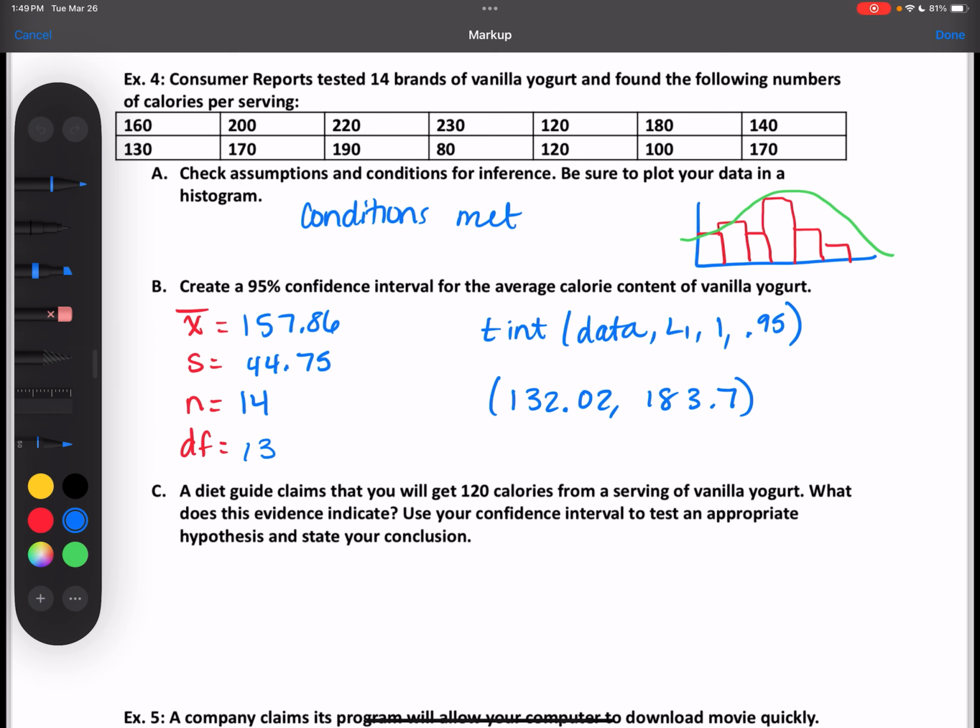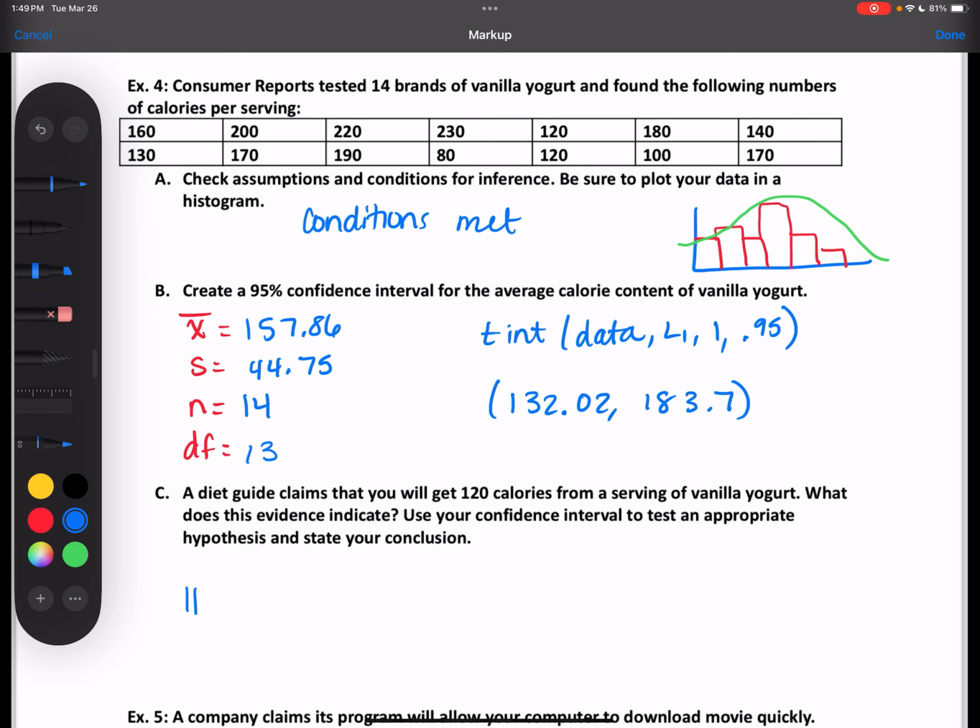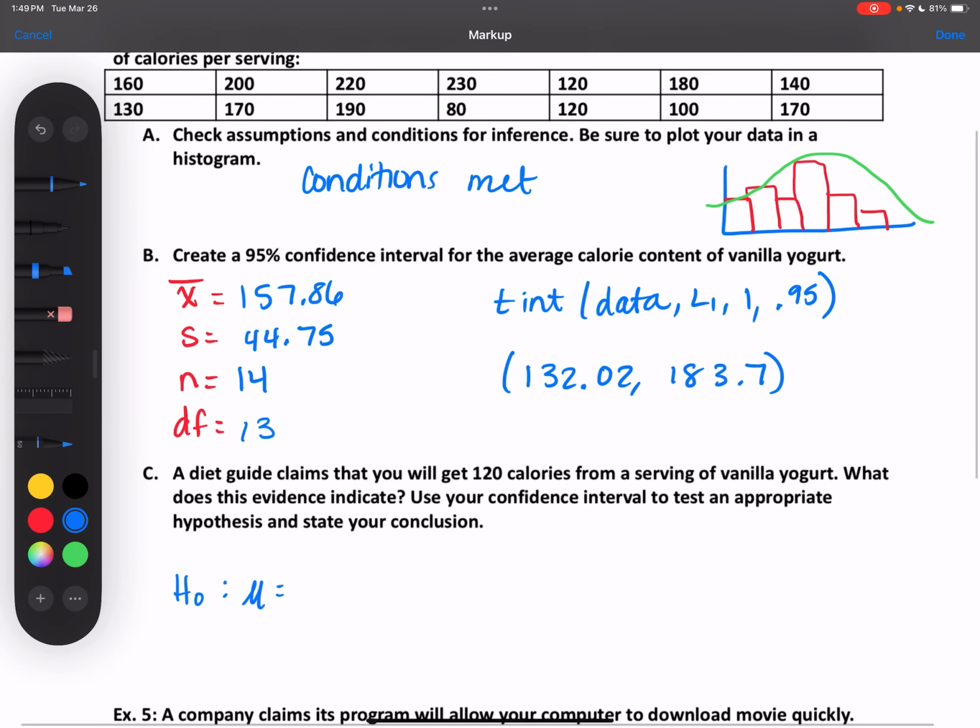So, let's start with our null hypothesis. What would that be? μ is equal to what? 120 calories. So what would our alternate be? μ is less than... μ is just not equal to 120?